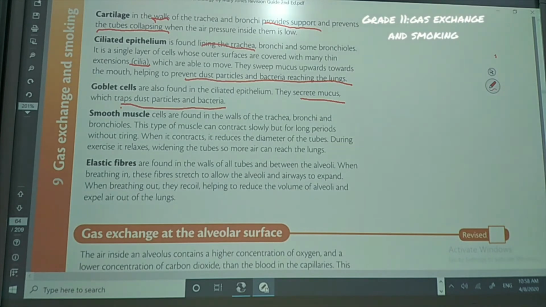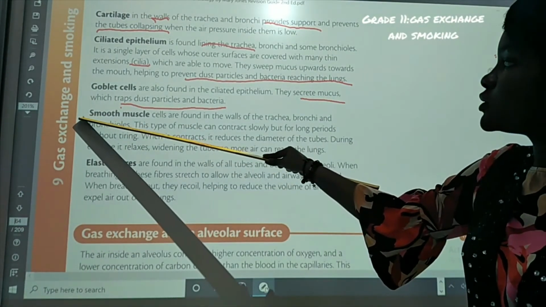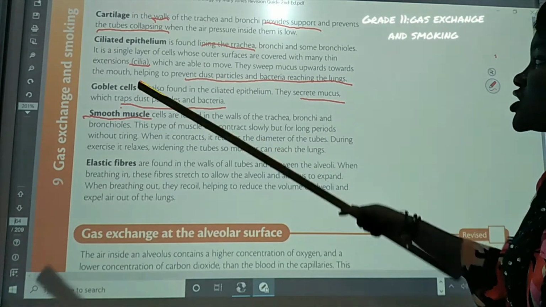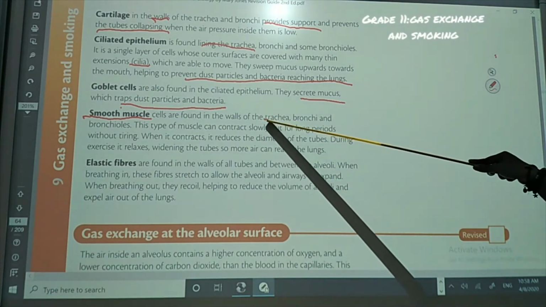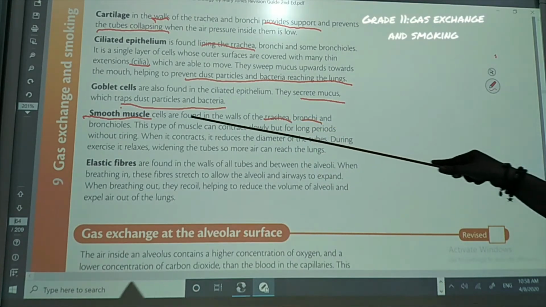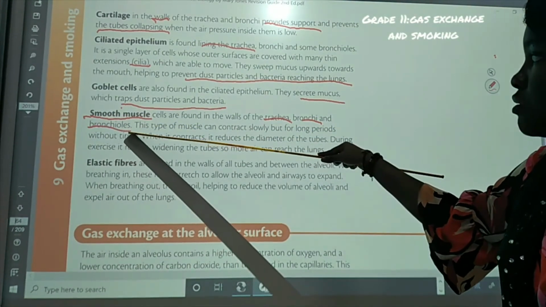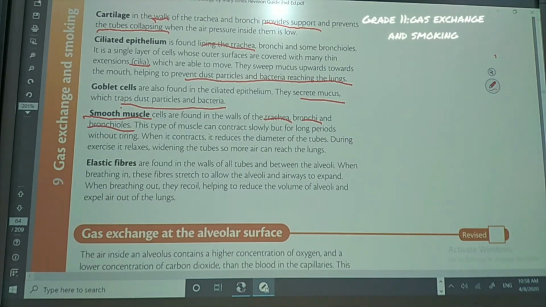So we go to the smooth muscles. The smooth muscles are found in the walls, that's outside of the trachea, the bronchi, and the bronchioles. And this type of muscle can contract slowly, but for long periods without tiring. Okay, so when it contracts, it reduces the diameter of the tubes. During exercise, it relaxes and it widens the tube so more air can reach the lungs.